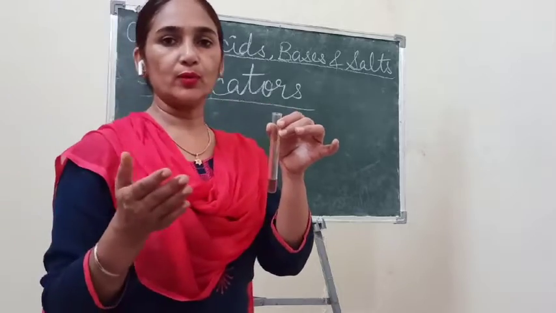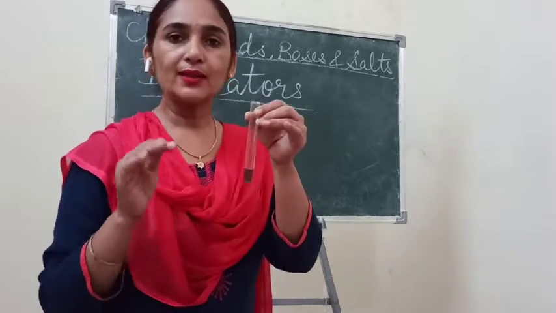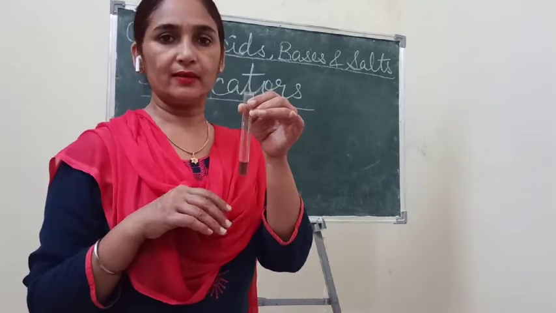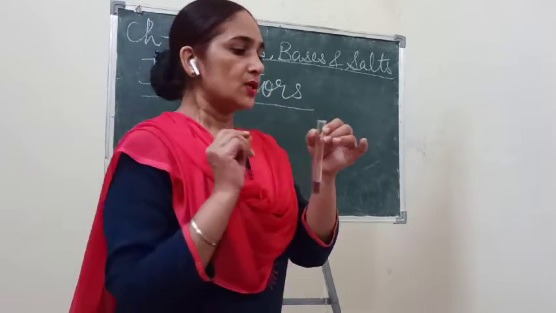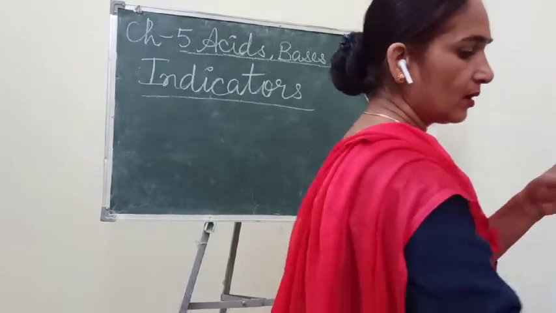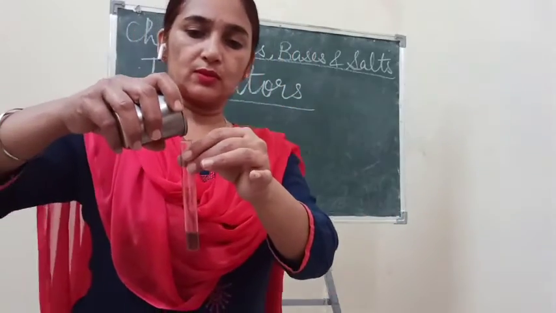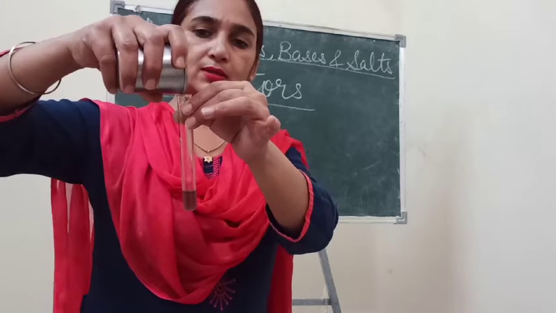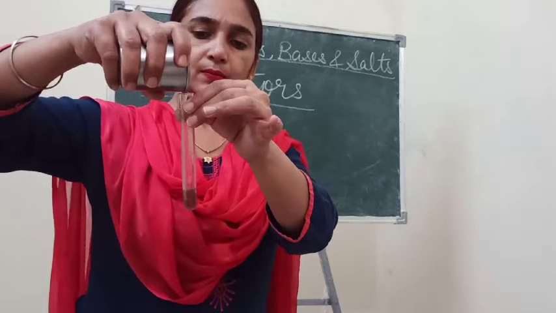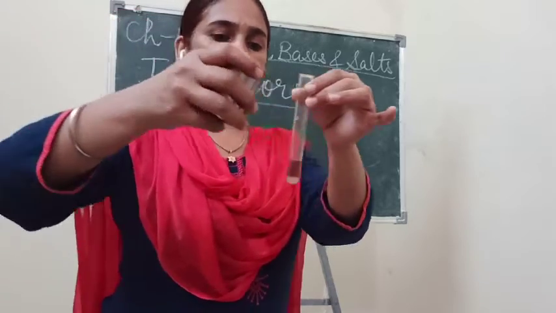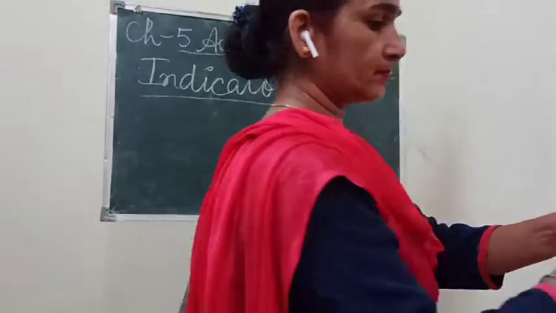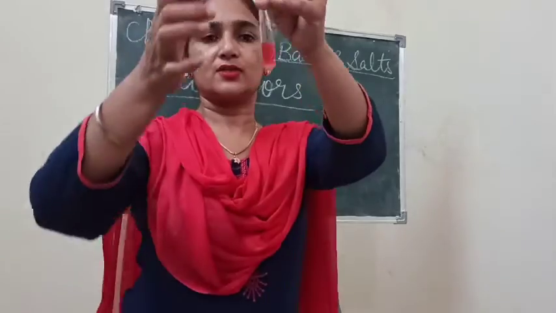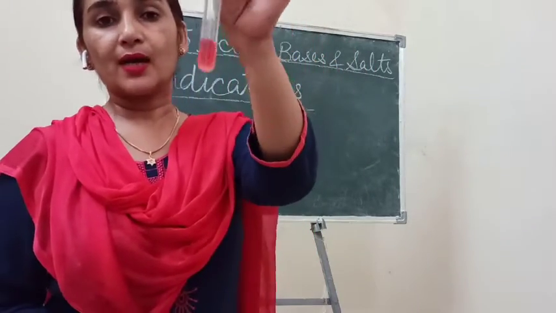You know, I have told you in the last class that all acids are sour in taste. So lemon is also sour in taste. It has acid, citric acid, present in lemon. So when I pour lemon juice in this solution, you can see its color changes. We shake it well and you see that its color changes from purple to dark pink.